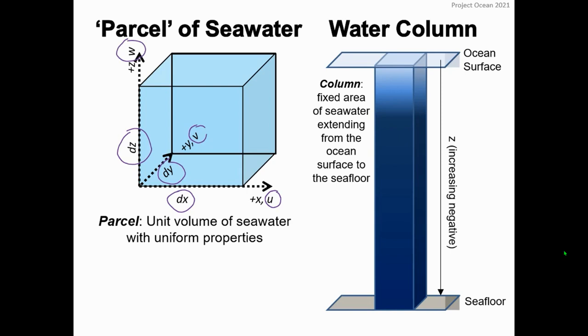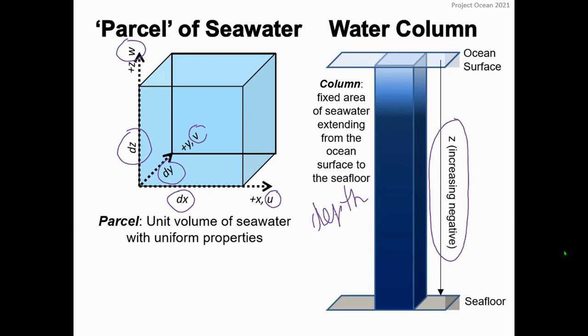Our next definition is the term water column. Again, you may have heard me say that already in your remote lessons. Let's define it. A water column is a fixed area of seawater extending from the ocean surface to the seafloor. Again, pay attention here. z is increasing negative the deeper you go into the ocean. Do not confuse that with depth. Depth is going to be increasing positive the deeper you go. For example, a depth of 1,000 meters is positive 1,000 meters. That would be negative 1,000 meters z.